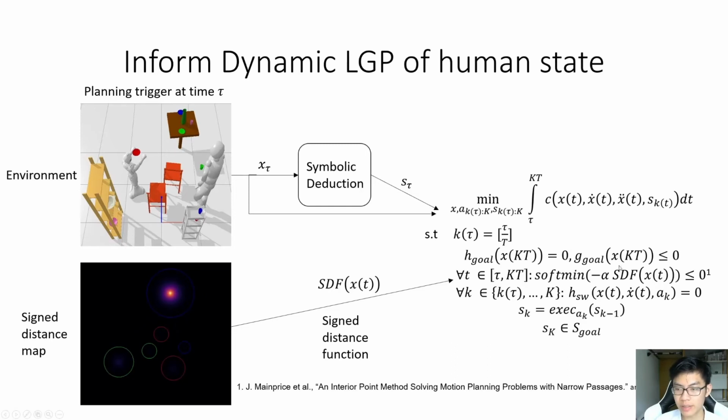This constraint has the effect of making the robot avoid the obstacle, and the human will also be treated as an obstacle in the signed distance map, and it will be updated each time the blending is triggered.